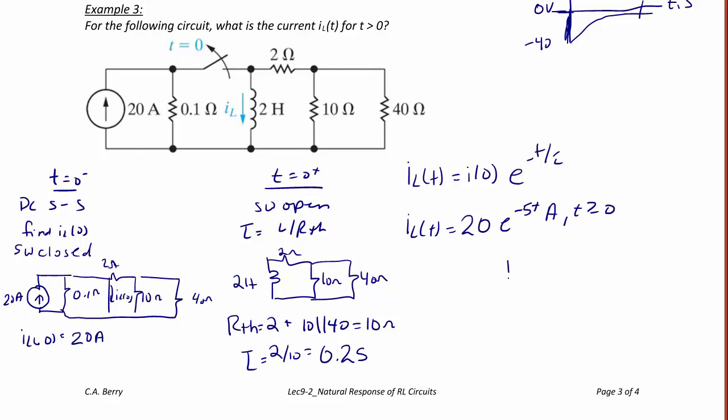So if I make the sketch, there are 3 things I care about. First, label the axes. The horizontal axis is time in seconds. The vertical axis is the current in amps. The next thing is the initial current, 20 amps, and the final current is 0. And we estimate the time that it takes to get there as 5 tau, or 5 time constants, so it will be there in 1 second.